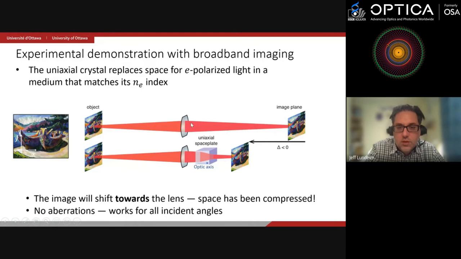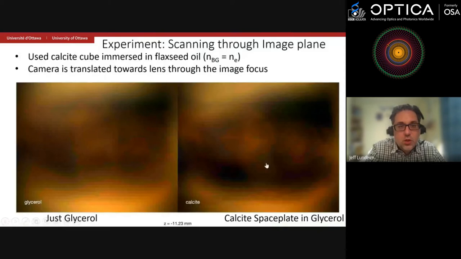And we just looked at what image field it saw. We did it without the space plate, and we did it with the space plate. What we expect is that with the space plate, the image should form first as we're moving this camera backwards. Okay, so this is going to show that we used a calcite cube. I should have updated this. It's actually immersed in glycerol. We use calcite because it has the largest ratio of its refractive indices of any natural material, so it's going to give us the biggest space plate effect, the biggest enhancement. And we use glycerol because it matches the index. Flaxseed oil did as well, but it's colored, so it didn't work quite as well in terms of preserving color.